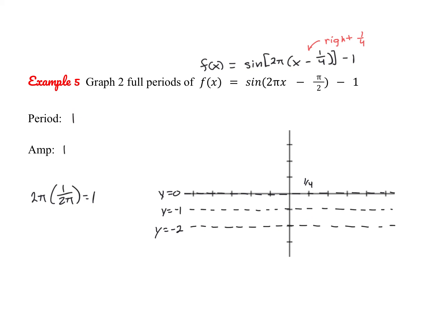I take my period and I divide it by 4. And then we need to talk about where our starting point is. So again, usually sine starts at the middle, but I do need to shift it to the right by 1/4. So now my starting point is going to be right here. And then I know that sine follows the pattern of middle, maximum, middle, minimum, middle. And you can see if I'm counting by 1/4, I have 1/4, 1/2, 3/4, 1. So you can say I do complete a full period in 1 unit. And I can continue that pattern to the left, just like this. And now I have 2 full periods of our graph.